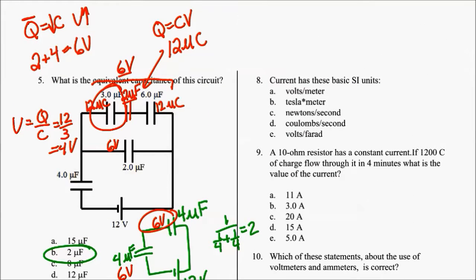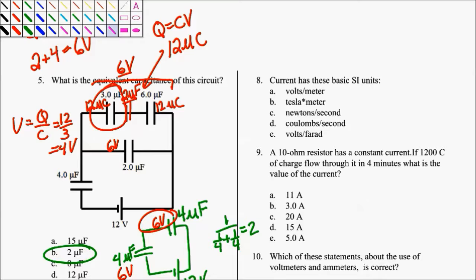Current has a basic SI unit of charge per time. That is coulombs per second. A 10 ohm resistor has a constant current. If 1200 coulombs of charge flows through it in 4 minutes, what is the value of that current? Well, current is equal to charge divided by time. That's 1200 coulombs divided by the time, which is 4 minutes, but 4 minutes is 240 seconds. So 1200, see, that's 120 divided by 24. So that 5 is the right answer for number 9.